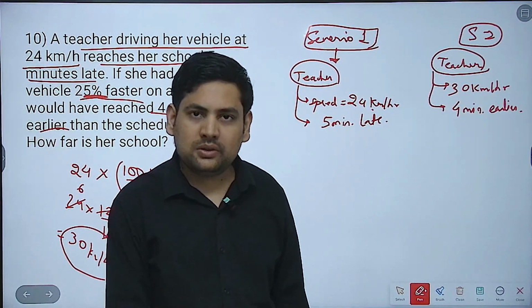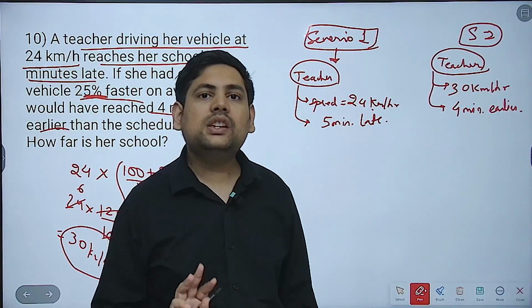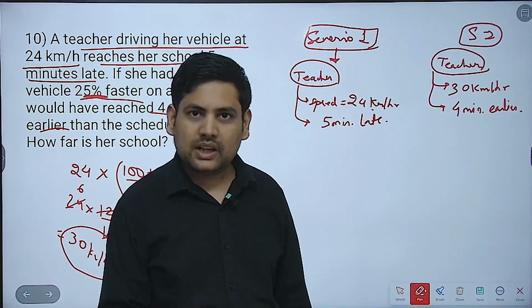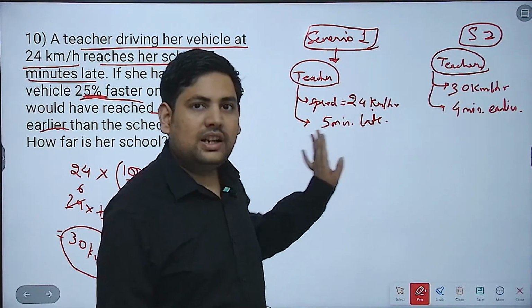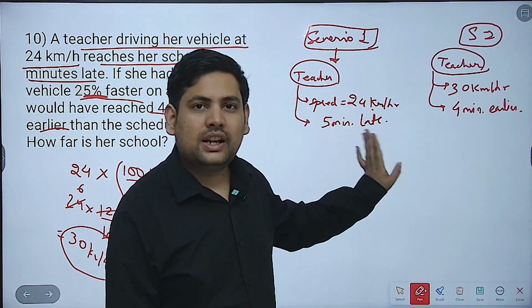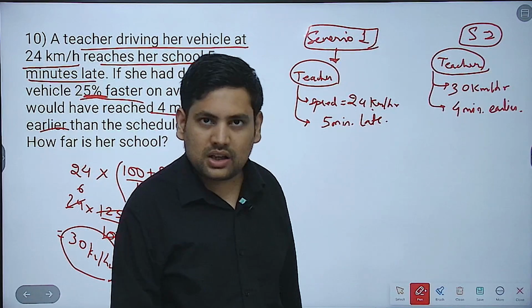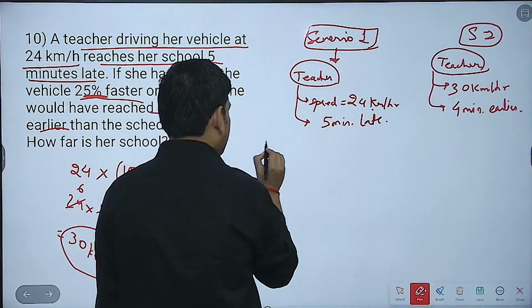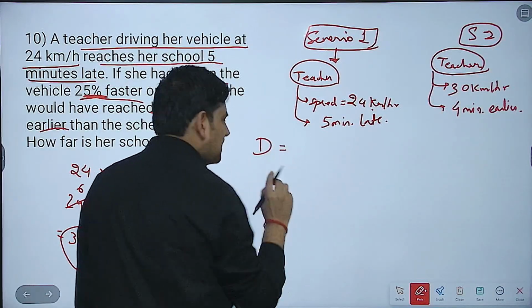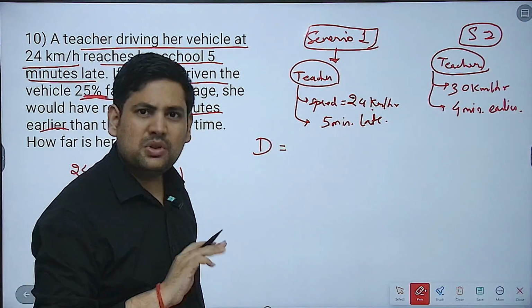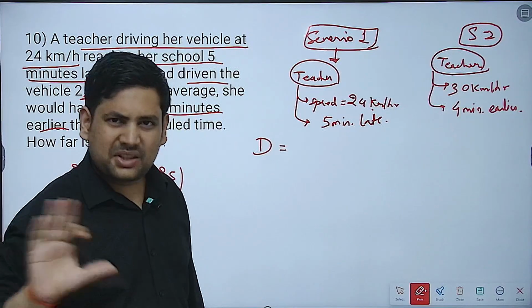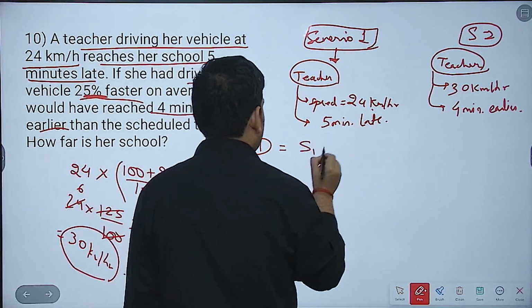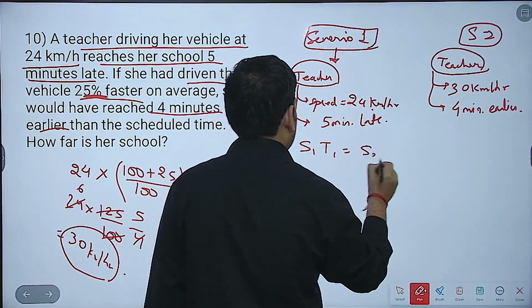Whatever is the scheduled time, if he reaches early, that means he takes something less than the scheduled time, and if he is reaching late, then he is taking something more than the scheduled time. Now let's do this. In the first scenario, the teacher is going from her home to the office, that is the same distance always, so distance is constant. So distance is equal to speed 1 × time 1 is equal to speed 2 × time 2.